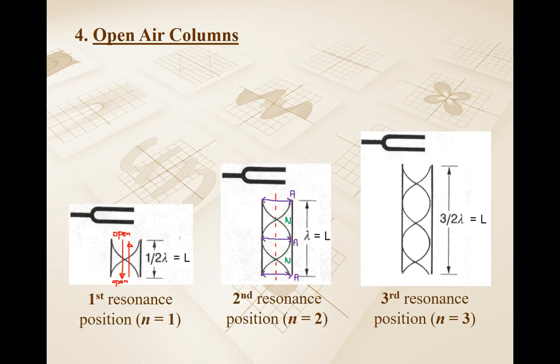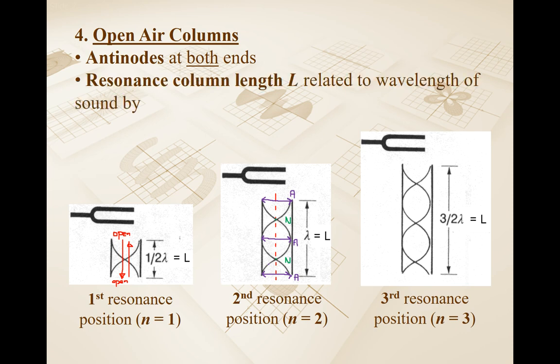Okay, so I've shown here the first three column lengths that would result in having an antinode at both ends. And that's how we define an open air column: it's open at both ends and it has an antinode at both ends. If you can get an antinode at both ends, then you're going to be at that resonance position, the resonance position where you get the very distinct loud sound that you otherwise would not.